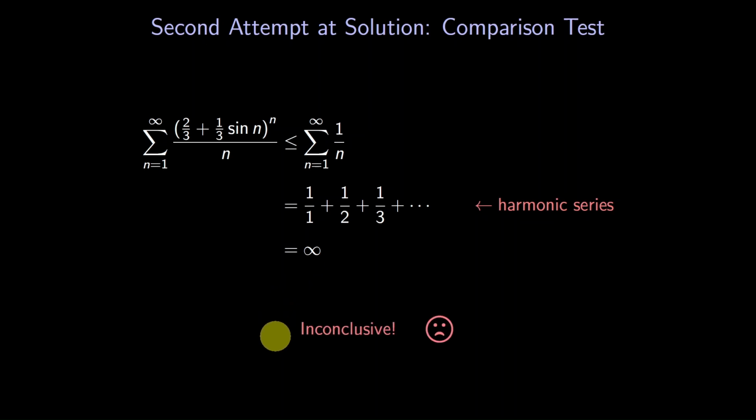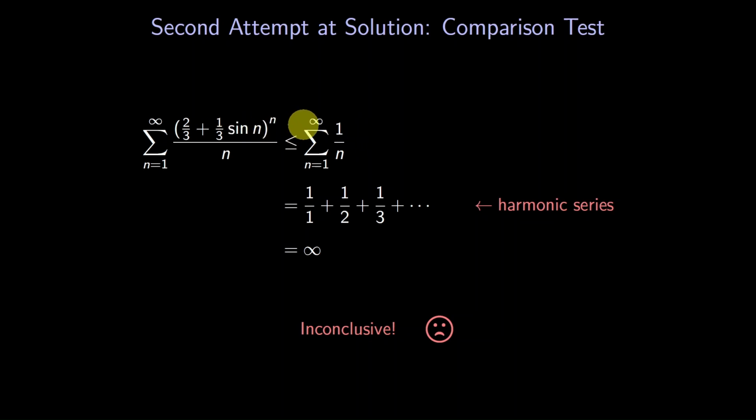No. The comparison is inconclusive. Our original sum could converge to a finite number or diverge to infinity. We need to do more work. In this attempt, we bounded the numerator by 1. If we had even a slightly better bound on the numerator, then we could solve the problem.